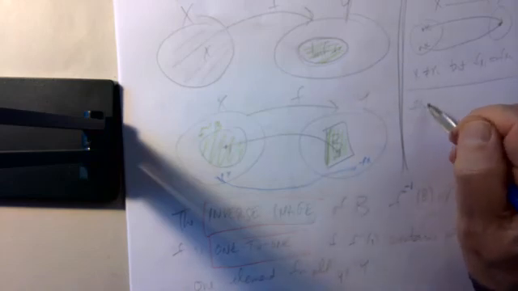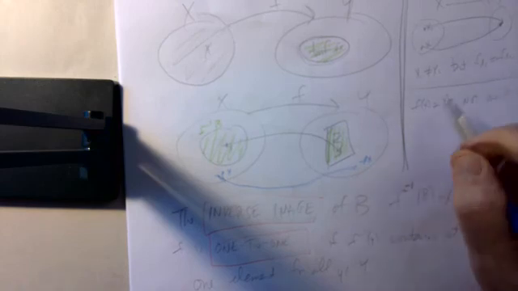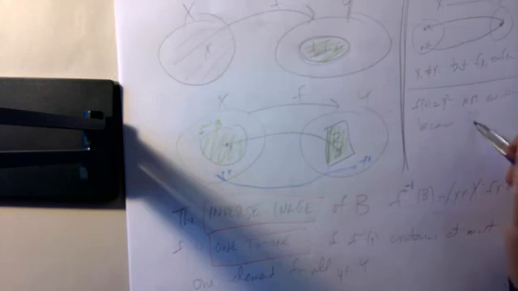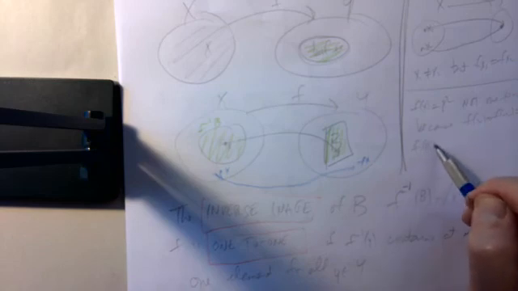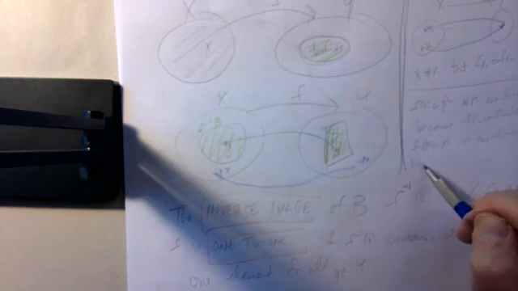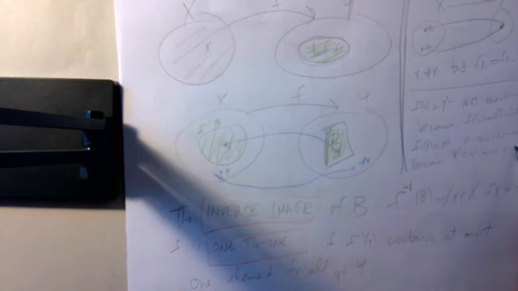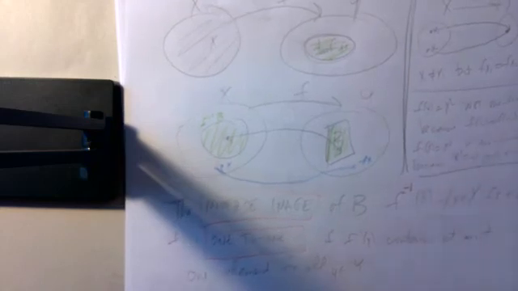So f of x equals x squared is not one-to-one. Because, for example, f of 2 and f of minus 2 give the same value of 4. f of x equals x cubed is one-to-one. Because x cubed equals y cubed if and only if x equals y. So these definitions you must have seen in calculus, and they extend more generally to arbitrary functions.